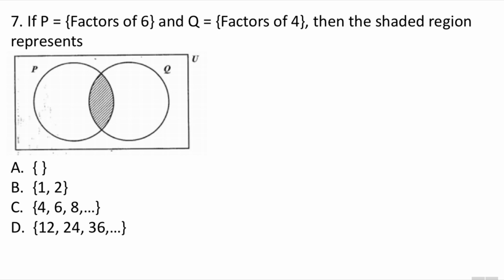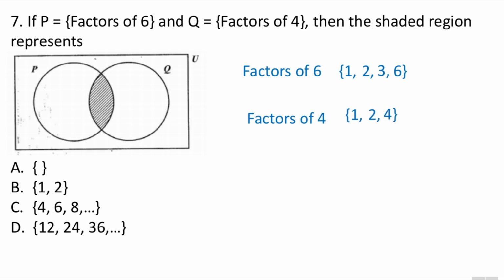So if P is equal to factors of 6 and Q is equal to factors of 4, then the shaded region represents... So again, the shaded region would have been the intersection, guys, meaning what is common to both P and Q. So let's first list the factors of 6, which should have been set P, and then we'll list the factors of 4, which is set Q. So that's our first step. Factors of 6: 1, 2, 3, 6. And then the factors of 4: 1, 2, and 4.